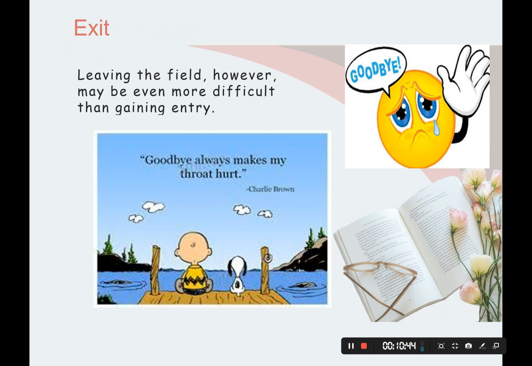And after you gather the data you need, it is very important to leave the field. And actually, leaving the field may be even more difficult than getting entry, because relationships have been formed and habitual patterns have been established. But no matter how, you should figure out how to exit from the physical setting.